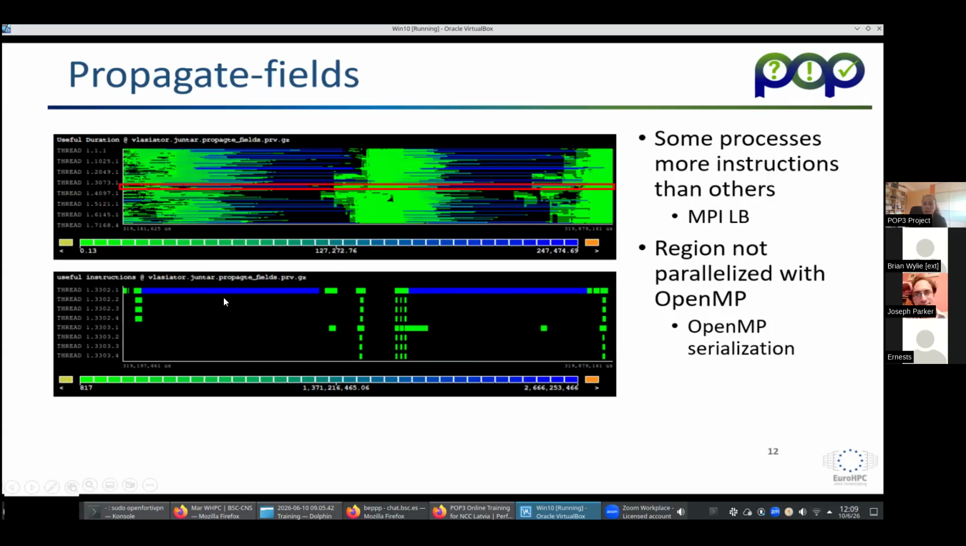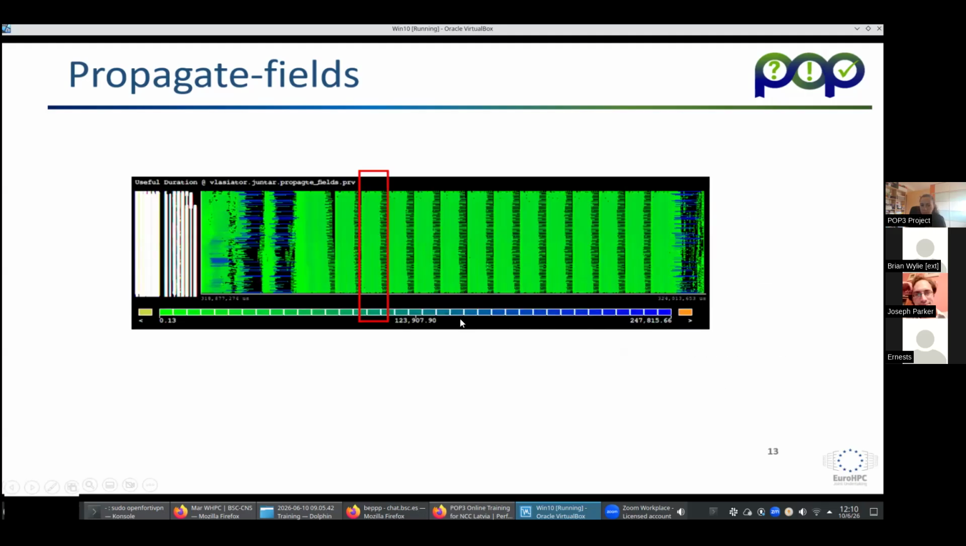But we also see that this region that is causing this MPI load imbalance is not parallelized with OpenMP. I don't remember if I said this, but this application is MPI plus OpenMP, and we are running with 4 OpenMP threads per process. So what we see here is that the OpenMP threads are not working. The main thread is computing, but the work is not distributed among the OpenMP threads. So this is the reason for the OpenMP serialization.